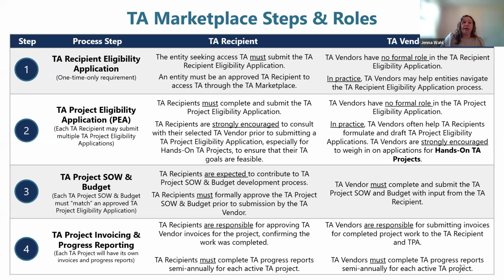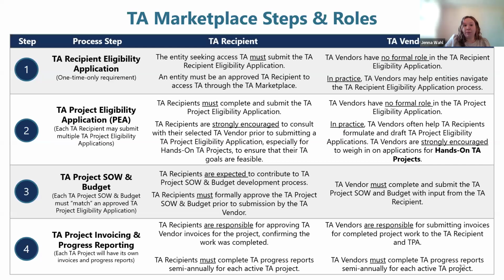This is really meant as a reference guide in terms of your steps on the marketplace. So in that middle column there, you will see the TA recipient's role in each step of the process. The first step in the process is to complete that recipient eligibility application. Once you are approved, you will submit a project eligibility application, which Katie will go into more detail on in the second part of today's presentation.